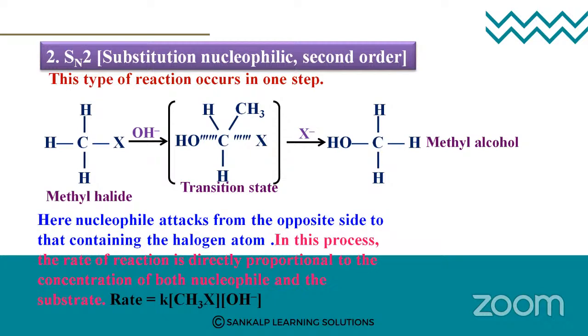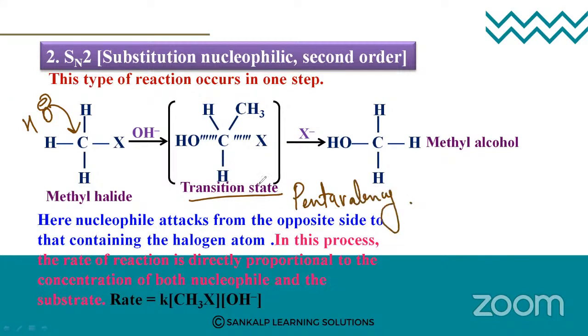So here you can see they have taken a methyl halide. The nucleophile, that is the OH group, will attack from the backside. It will undergo a transition state. The transition state is a state where the carbon has pentavalency.